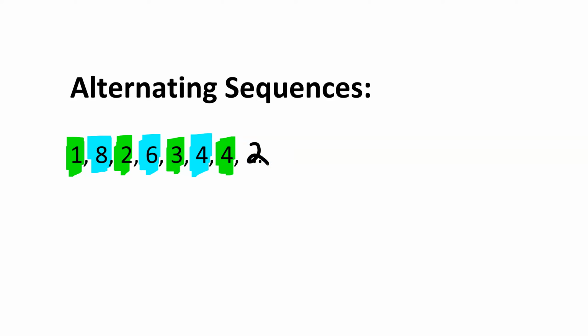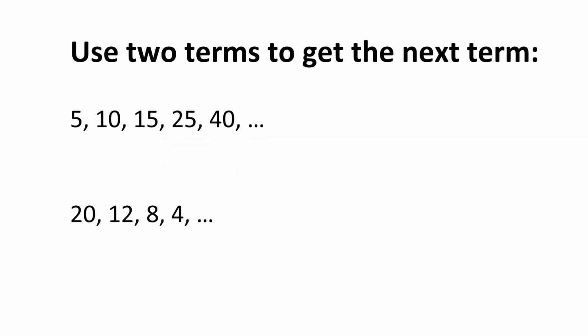Again, be on the lookout for these sorts of alternating sequences, because without this knowledge, you get completely stuck and thrown off in the aptitude test. Another way we can write these sequences is using 2 terms to get the next term. So looking at this first sequence, 5, 10, 15, looks like I'm just adding 5 each time. However, when I get to these later terms, it doesn't seem to follow the same pattern.